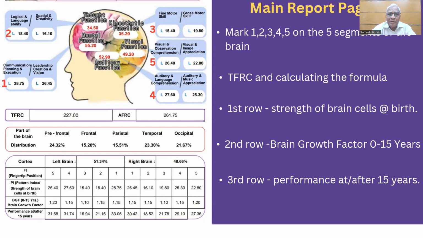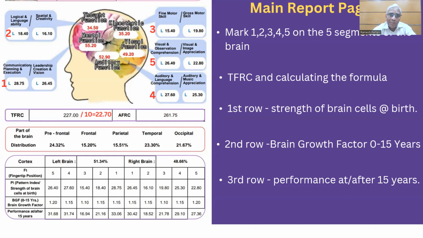The numbers in each segment on both left and right brain, they are the number of lines on the fingerprints of the connected fingers, which happens before birth. So at the time of birth, these lines are existing. The total of the lines of all the 10 fingers put together is given just below TFRC, which means total finger ridge count. In this case, the sample report, it is 227. When we divide this number by 10, we get average per finger, which is for this report 22.7.